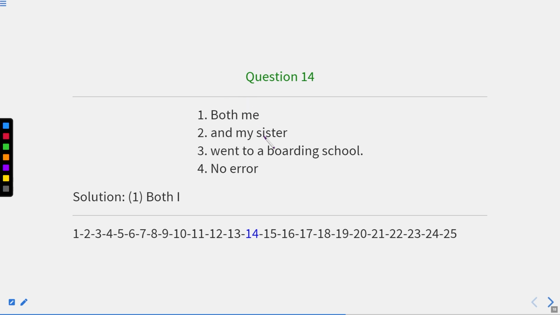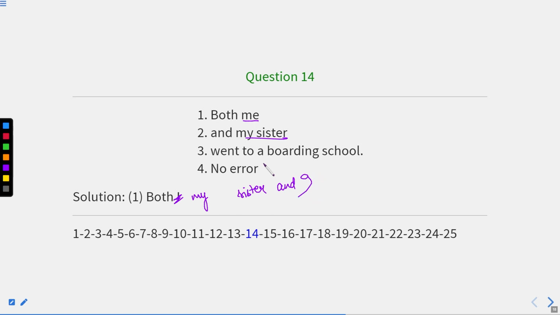Also, because my sister is the first person and me is also the first person, we can write both I and my sister. Instead, we should write both my sister and I. Okay, both my sister and I. So this can be the correct sequence.